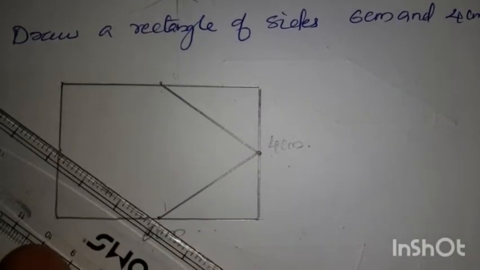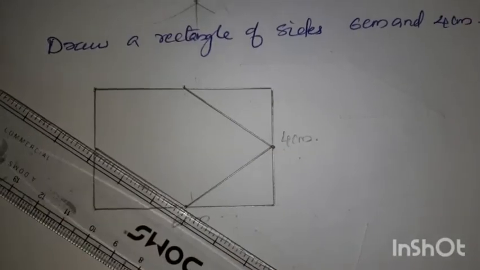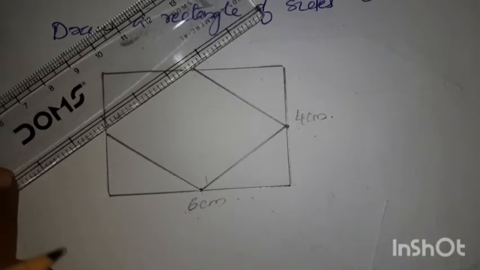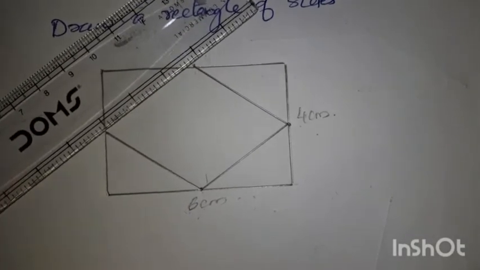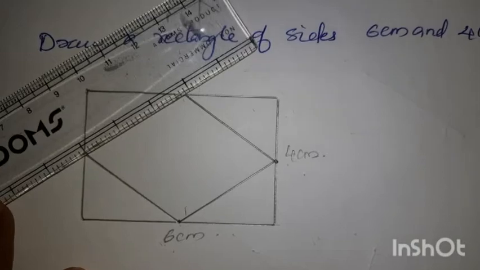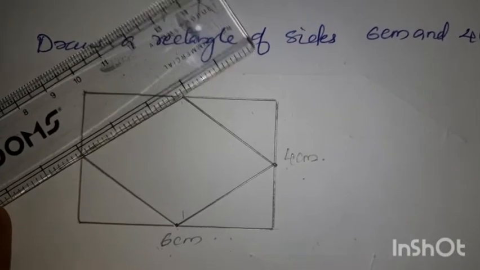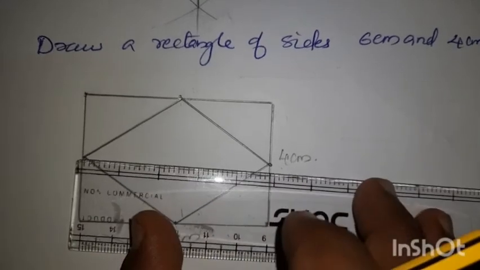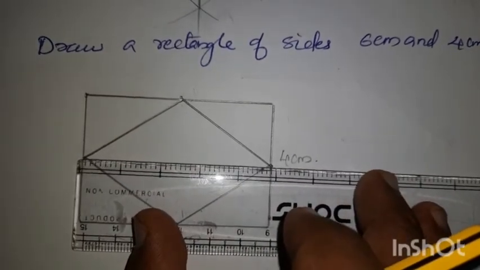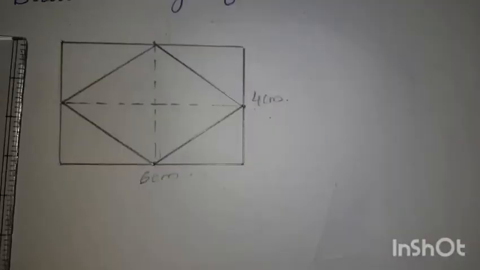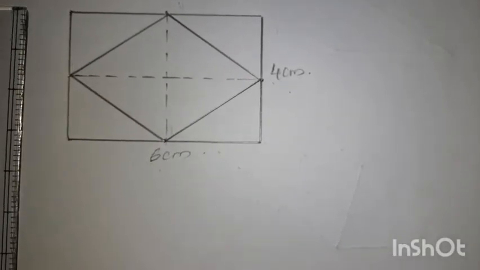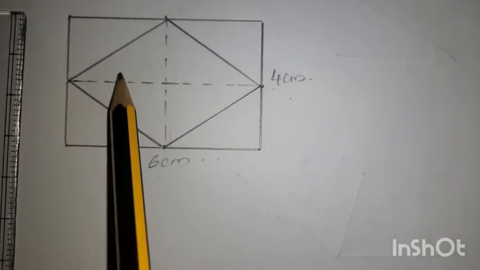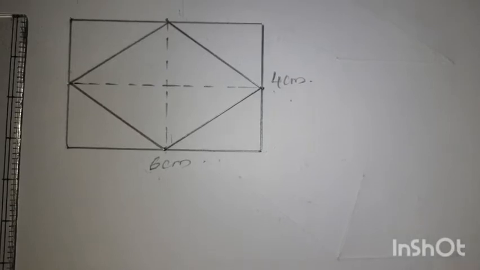Next here, we complete the rhombus. A rhombus, you got a rhombus inside the rectangle. Then if you need, you can draw the diagonal also. Draw the diagonal. Okay, so you got a rhombus inside a rectangle.